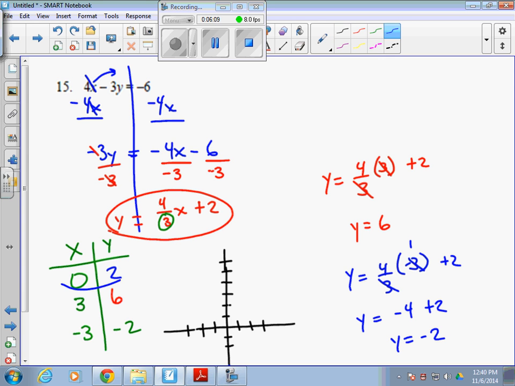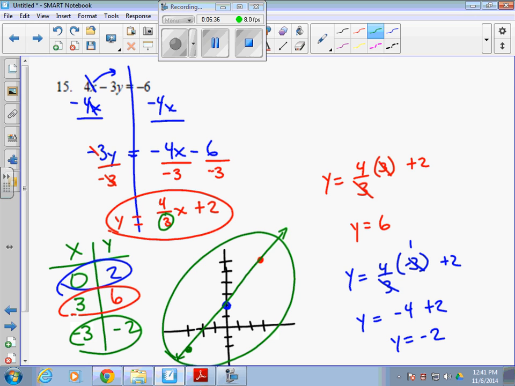0, 2 is first, so 0, 2 right there. 3, 6 is next. Go to the right 3 and go up 6 there. And negative 3, negative 2: down to the left 3 and down 2 is there. You have 3 points. You can draw a straight line between the 3. There's your graph. Again, it's going to be much simpler next week when we learn how to use mx plus b. We're going to begin at 2, and we're going to go up 4 and over 3. You already know what that is. We'll look at it again on Monday.